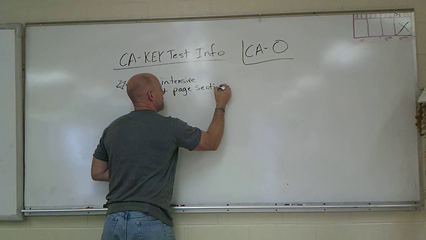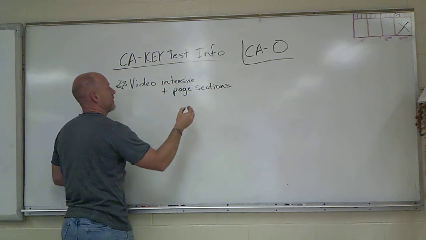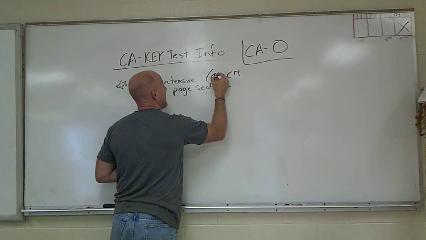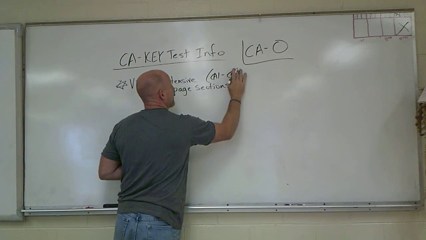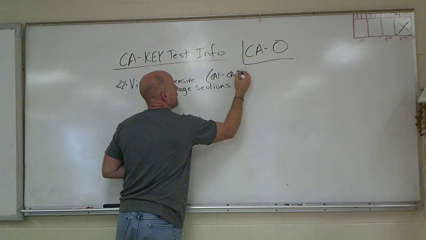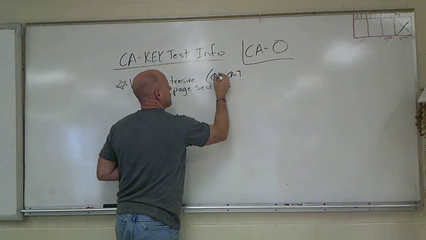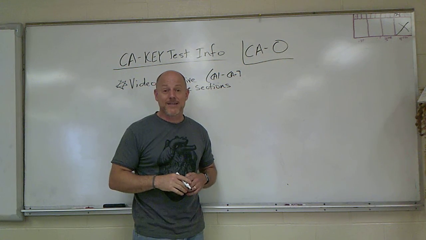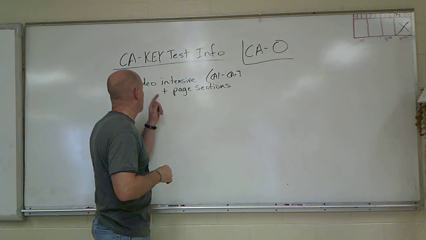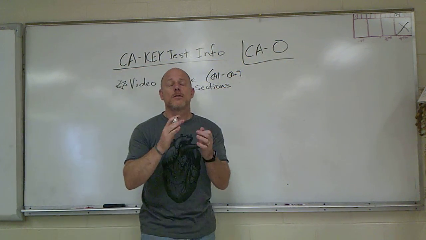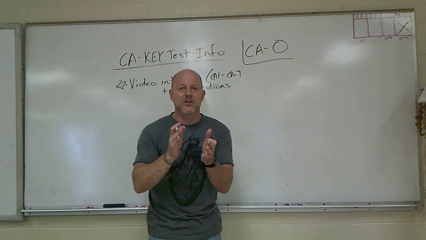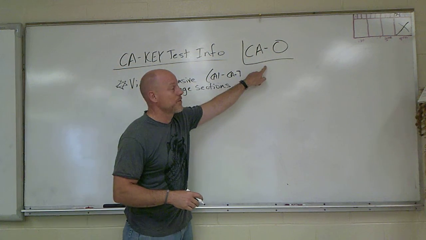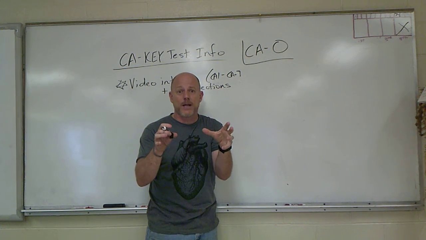This means that there are 7 CA videos. There are 7 of them, and most of your test is going to be right there. CA1, CA2, CA3, all the way to CA7. Very video intensive. In other words, you should know the video information backwards and forwards, as well as any pages that I typically write on here that's a sectional page.